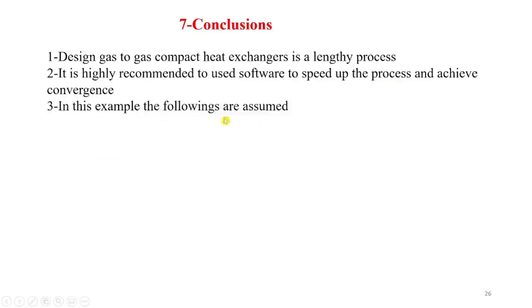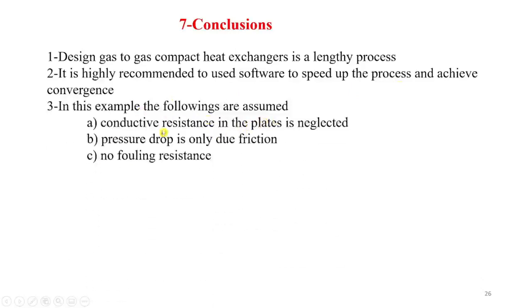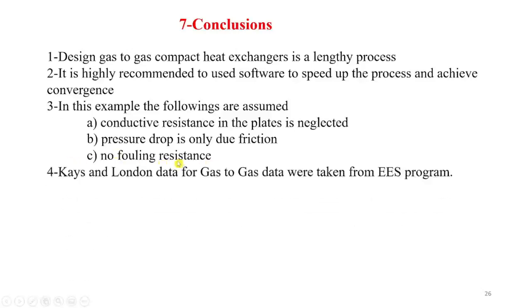In this example, the following are assumed. We have to emphasize that we are assuming certain things, and it has to be said at the beginning of the sizing or solution of the problem. We are neglecting the conductive resistance in the plate. We are also assuming the pressure drop is only due to friction. So we are not considering, for example, the inlet pressure drop or the exit pressure drop or the acceleration and deceleration pressure drop. This is focusing only on friction pressure drop in order to understand the whole procedure. Of course, there is no fouling resistance. Also, we assume no fouling.